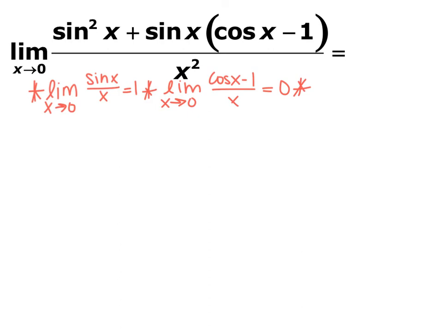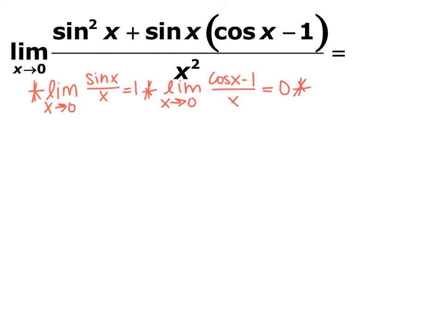So now we have one that says limit as x approaches 0 of sine squared x plus sine of x times cosine x minus 1 all over x squared. So I put a little reminder right here that we found in 13.1 that the limit as x approaches 0 of sine of x over x is equal to 1. Another one that we need to have memorized is that the limit as x approaches 0 of cosine x minus 1 over x is equal to 0. So these are going to be important.